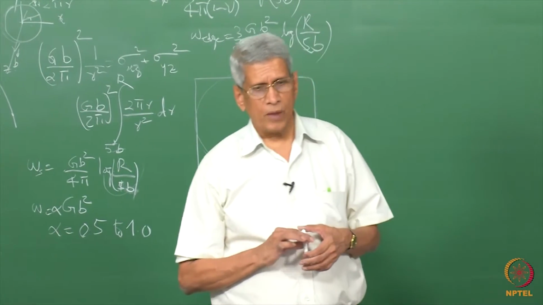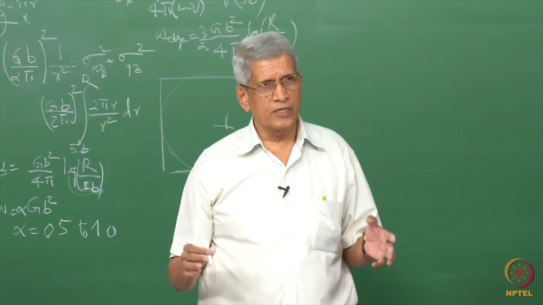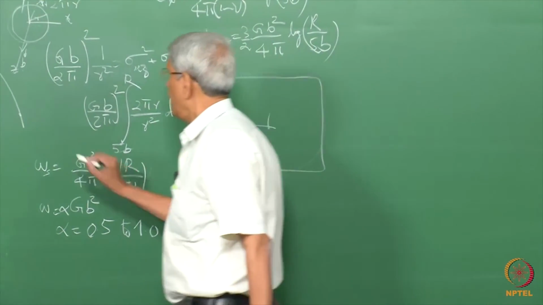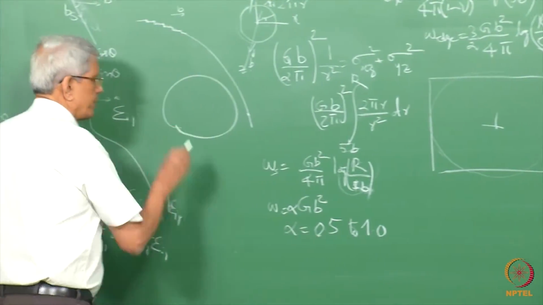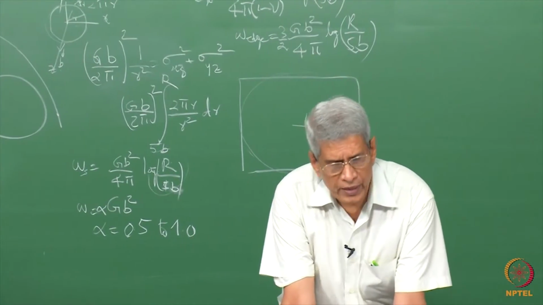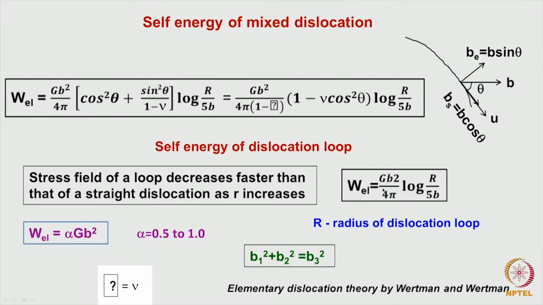Okay. But we know that dislocations need not exist only as a screw, an edge or a mixed dislocation, but sometimes they can be in the form of a loop as well, correct? In the case of a loop also, the contribution to the self energy from the elastic displacement is given by this formula: Gb squared by 4 pi into log r by phi b. Okay.